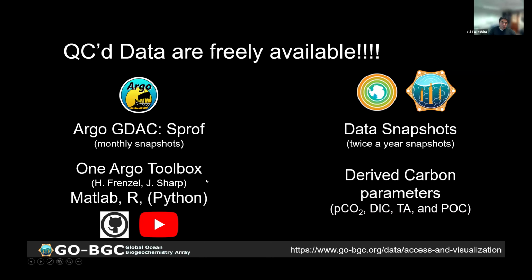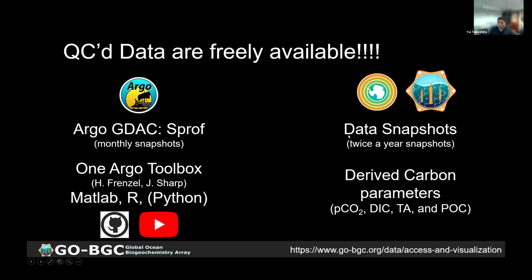There are toolboxes that were developed, led by PMEL, so Hartmut and John Sharp. This is the One Argo toolbox, written in MATLAB and R, and Yibin, sorry, I forgot to add Yibin's name to this, my apologies, for the R. This allows you to query the GDAC and download data for floats that exist in a certain space or time range, parameters, and things like that.